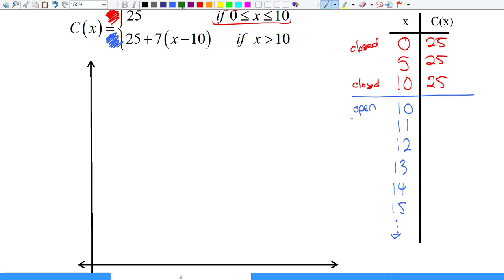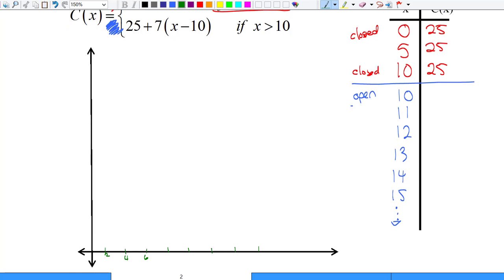I know on my horizontal axis, I need to go from 0 to 15. So let's do 2, 4, 6, 8, 10, 12, 14, 16. We're going to do those by 2s, okay? Just as long as you're labeling them, you can label these any way you want to. I just didn't want to do 15 hash marks.